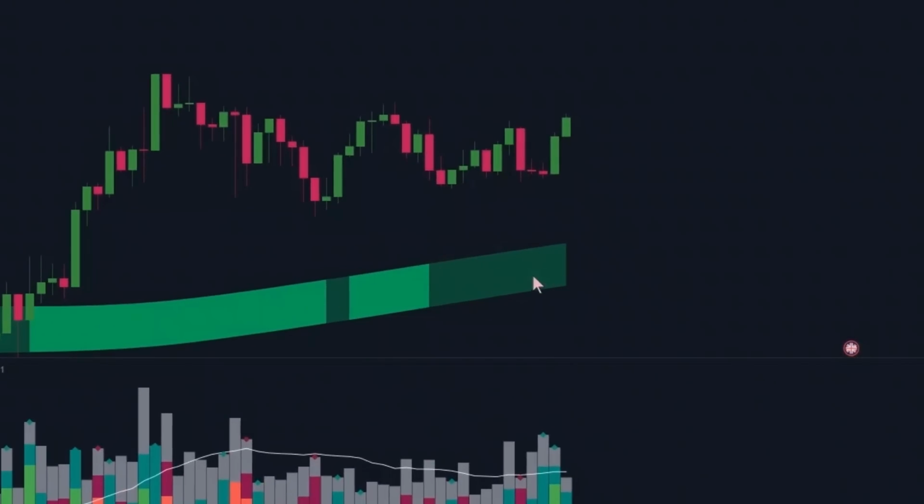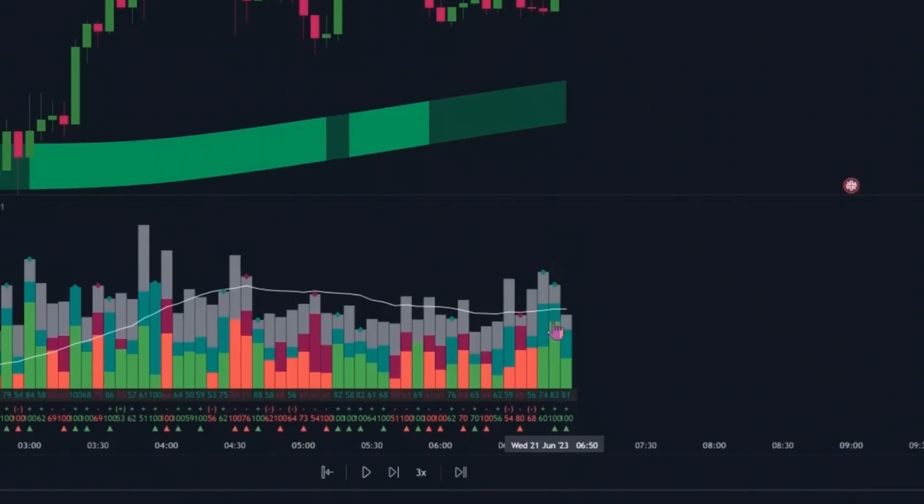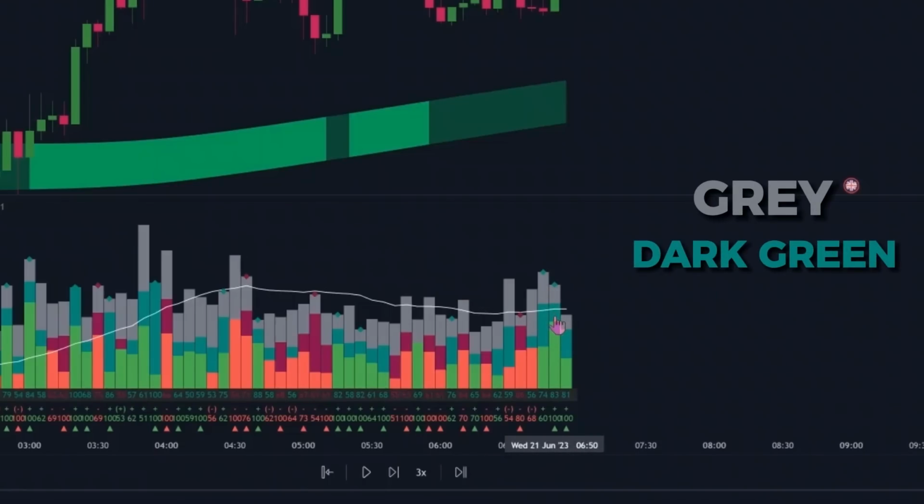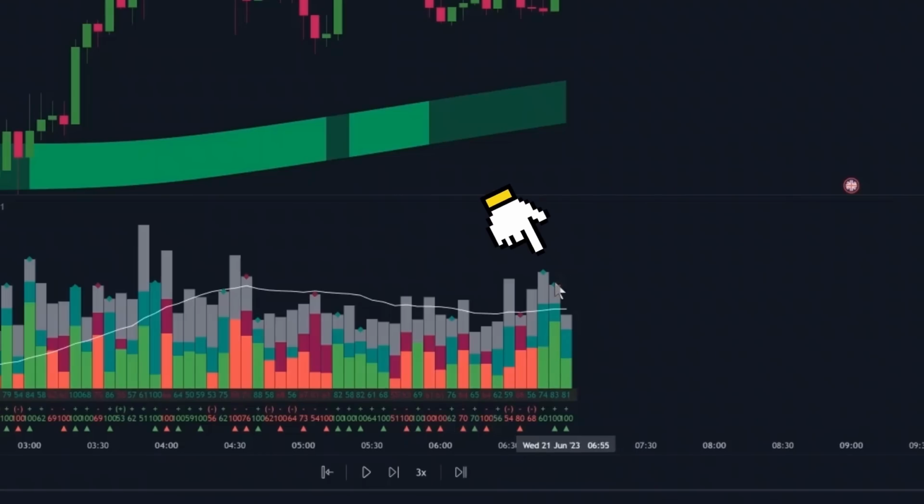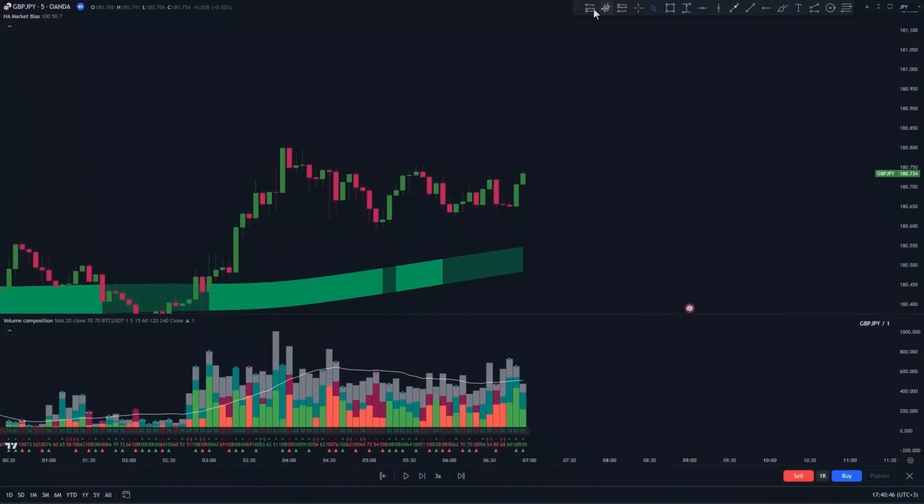Here is one more long example. The trend ribbon of the market bias indicator was colored dark green. The volume bar closed above the white moving average. The bar is composed of 3 colors: gray, dark green, and light green. At the top of the bar, there is a dark green square, and at the bottom of the bar, there is a light green arrow. We enter a long trade.